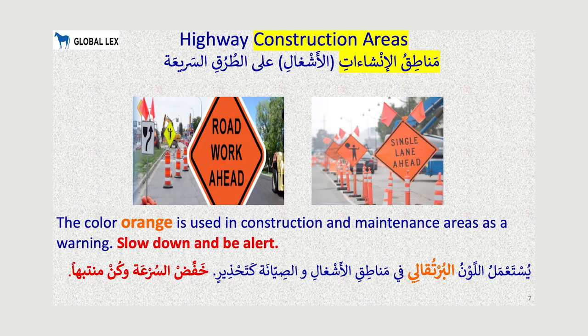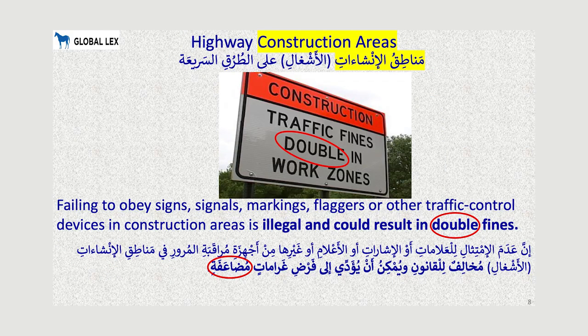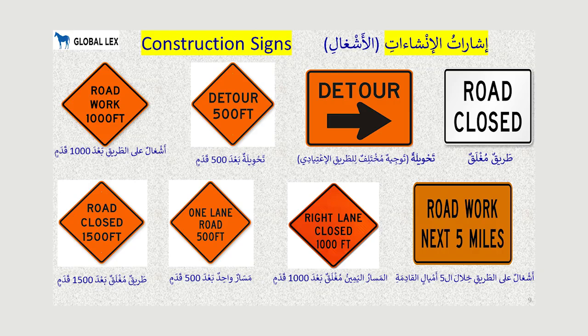Highway construction areas. The color orange is used in construction and maintenance areas as a warning. Slow down and be alert. Failing to obey signs, signals, markings, flaggers, or other traffic control devices in construction areas is illegal and could result in double fines.